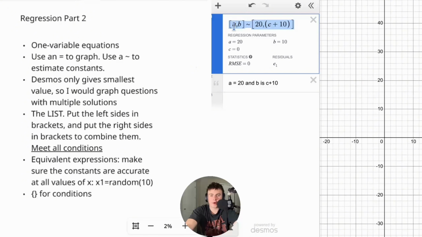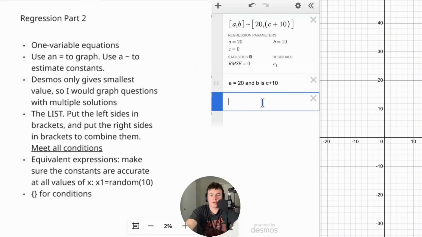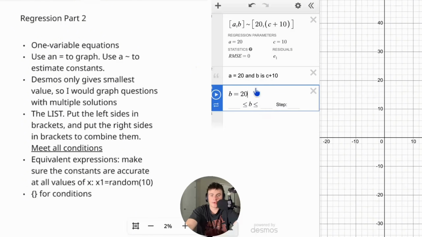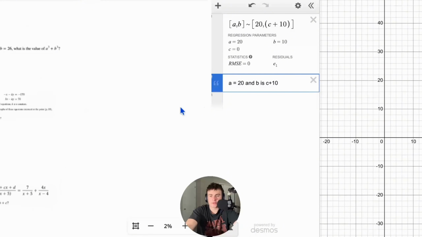Also, make sure you meet all the conditions. Like if it tells you, I don't know, B is 20 or something, make sure you define B as 20. So it just has to know that information. Anyway, here's an example.